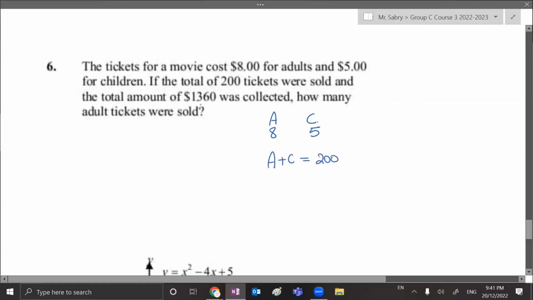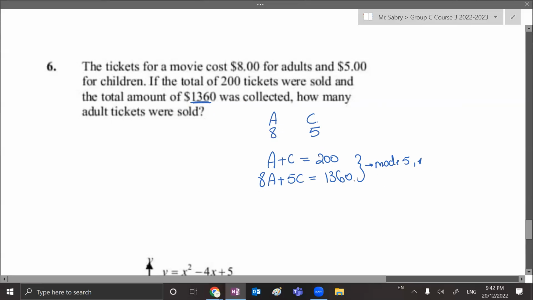Yet I need a total amount of money, 1,360. It means that 8 times the number of adults plus 5 times the number of children should get me a total of 1,360. I'll take this to a calculator right away with mode 5.1, get the A and get the C, which are the adults and the children.